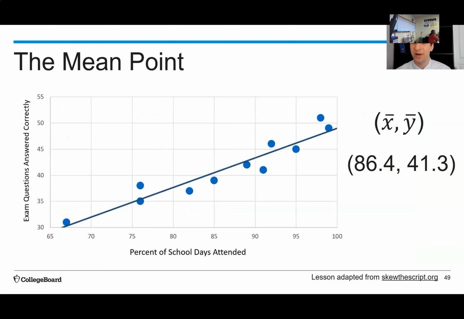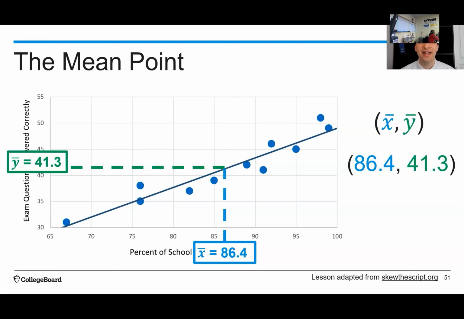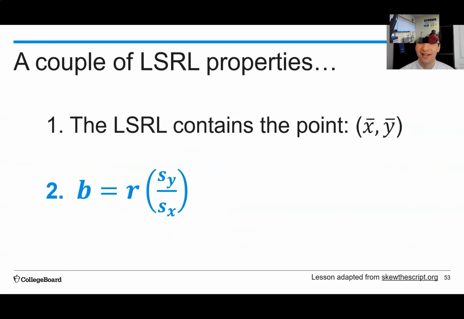And so if I go back to my least squares regression line and I try and plot this point, so that means I'm going to show 86.4% attendance and then 41.3 answers correct, you'll see that those values collide at the mean point, which is on our least squares regression line. So the least squares regression line contains that point.